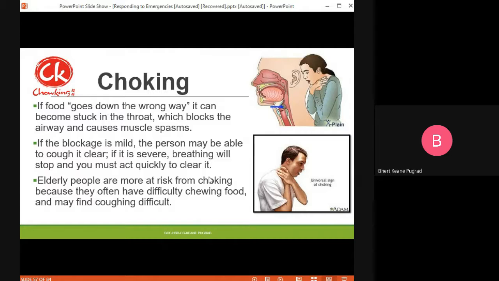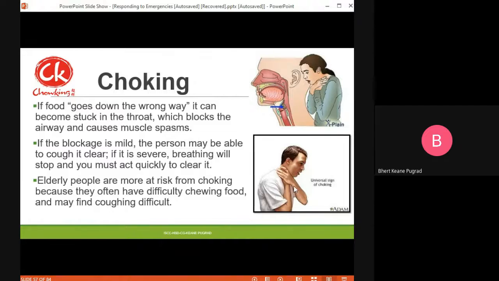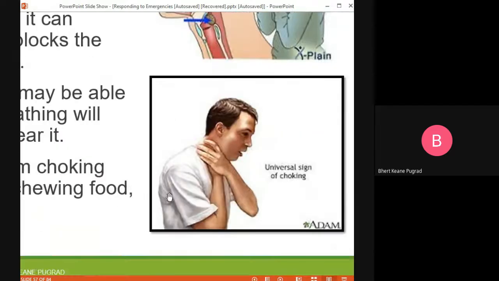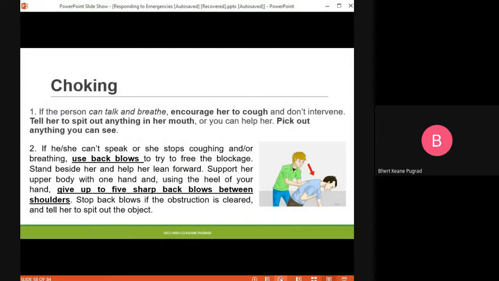Okay? So, in choking, ano yung mga signs and symptoms? Usually, on this picture, tinatawag natin dito, that's your universal sign of choking, no? Usually, the patient would hold his or her chest, no? Hold his or her neck, and then hindi siya nakakapagsalita or sobrang nahihirapan na siyang huminga and the patient is anxious.